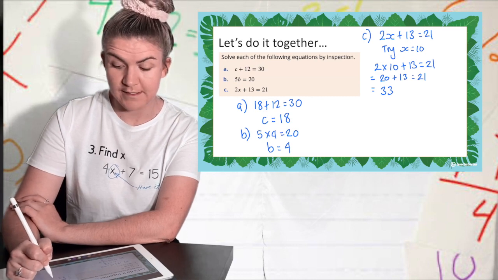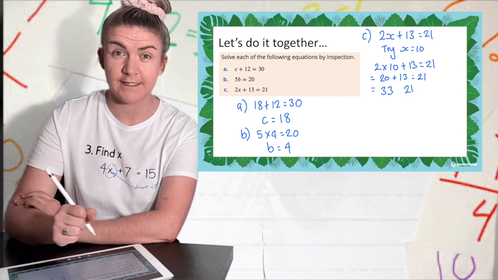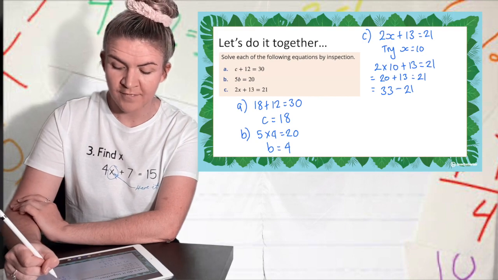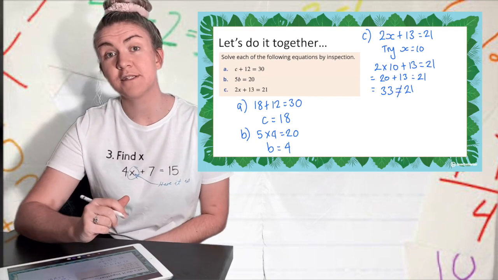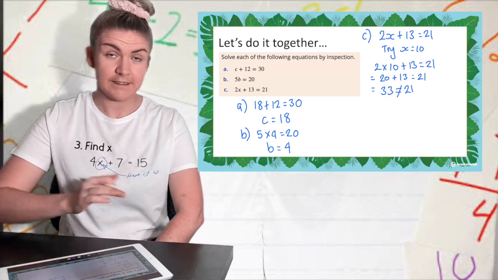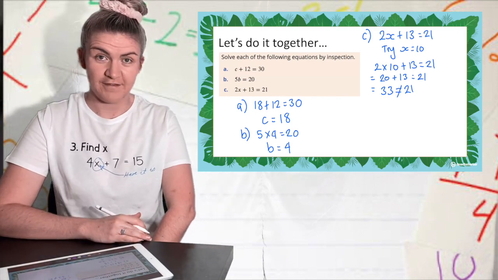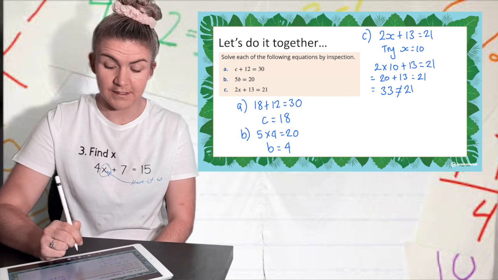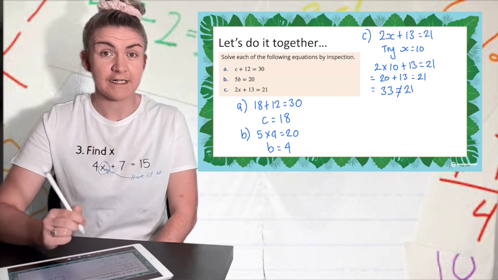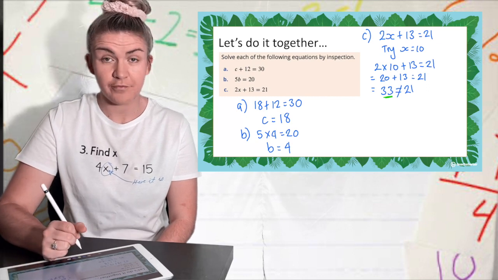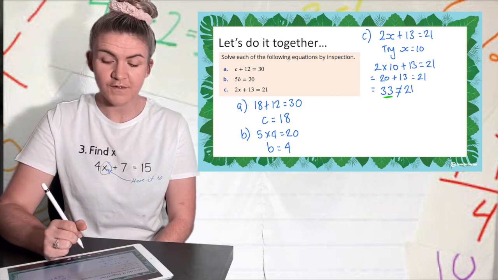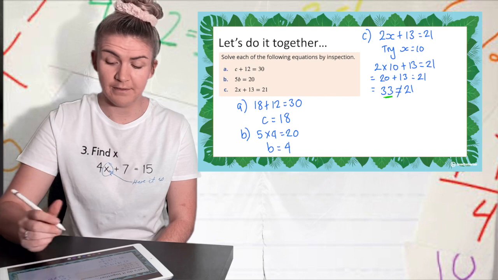Now, when I get to this step, and I realize they don't equal each other, the last step, I'm going to put an equals, and I'm going to put a slash through them, which means does not equal. And I can see that I have not found the answer. But this next step is really important because it guides me on my next trial. 33. 33 is too big. So I need to try a smaller number.